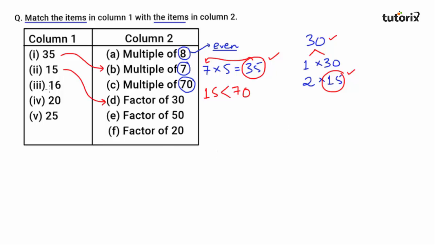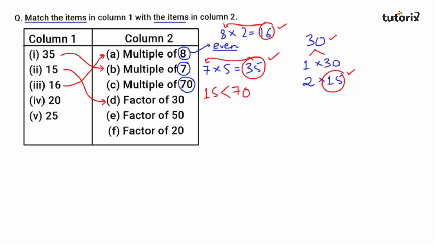Let us now look at the third number. Here we have the number 16. So we start with A again. Can 16 be a multiple of 8? Well, 16 is first of all an even number, so it can be a multiple of 8. And all of us know that 8 into 2 is 16. 16 clearly belongs to the table of 8. So yes, 16 is a multiple of 8. So the answer here is option A.